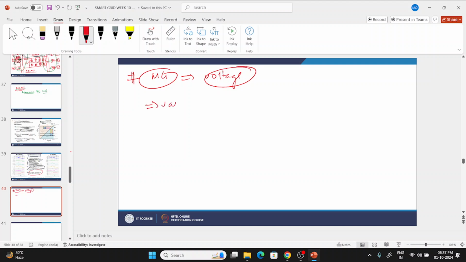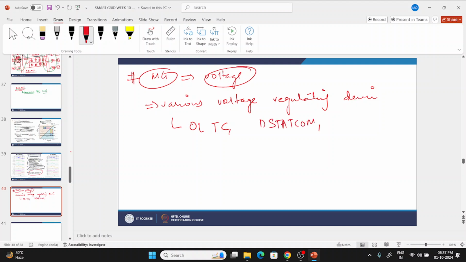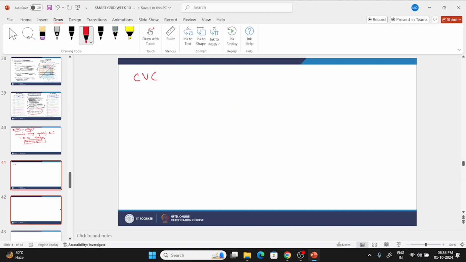So there are various voltage regulating devices, like the on-load tap changer (OLTC), D-STATCOM, and converters, and renewable converters of RES. Renewable energy sources like solar or wind also help in improving voltage regulation. When the voltage fluctuation becomes large, renewable energy sources are used to reduce the fluctuation of the voltage. So there is a scheme called coordinated voltage control, known as CVC, coordinated voltage control.